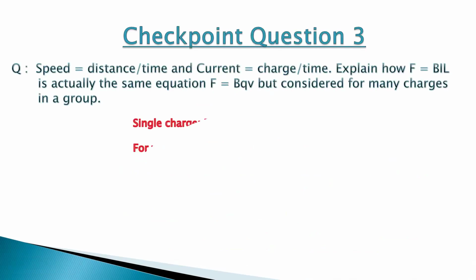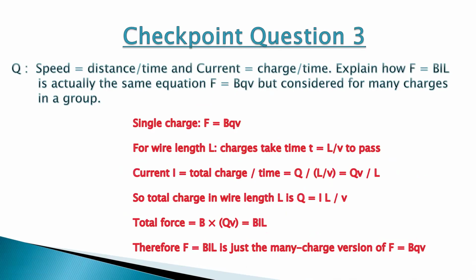Speed equals distance over time and current equals charge over time. Explain how F equals BIL is actually the same equation as F equals BQV, but considered for many charges in a group. Part 3 is not a calculation but a demonstration of how the two force equations are really the same thing. We start with a single charge law, F equals BQV.